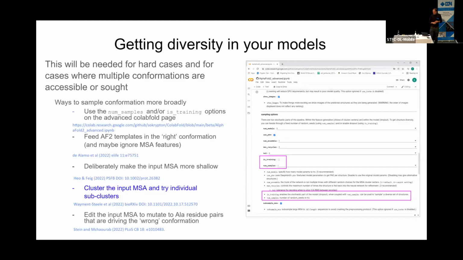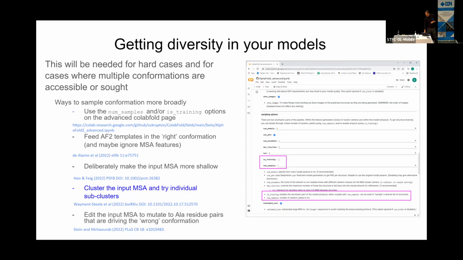So this is the last substantial slide. There are different ways of doing that. One of them is very easy. That's to use this Colab page, which I'm sure you're all familiar with. Paste in your sequence, tick a few options that introduce some randomness into the calculation, and you can get back a greater variety of conformations. There are also these other strategies, including ways of manipulating the input MSAs, which will push the AlphaFold in different directions, give you different conformations back.